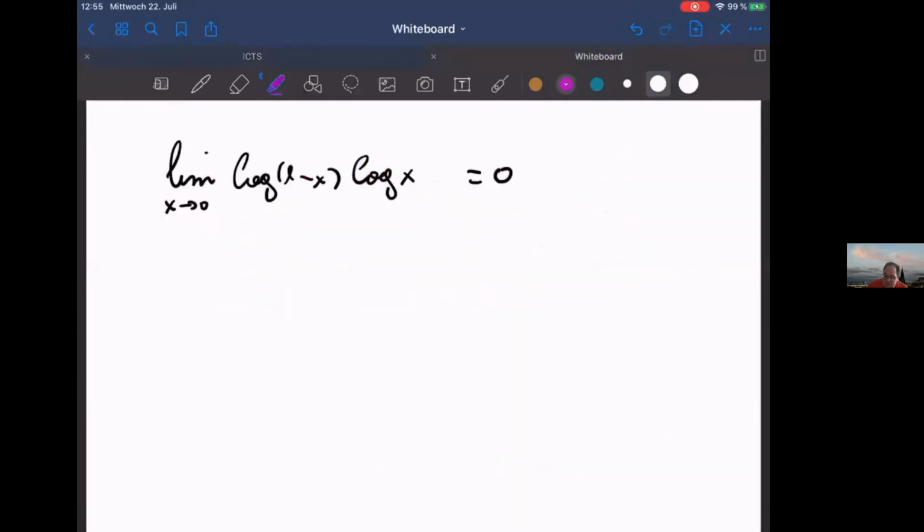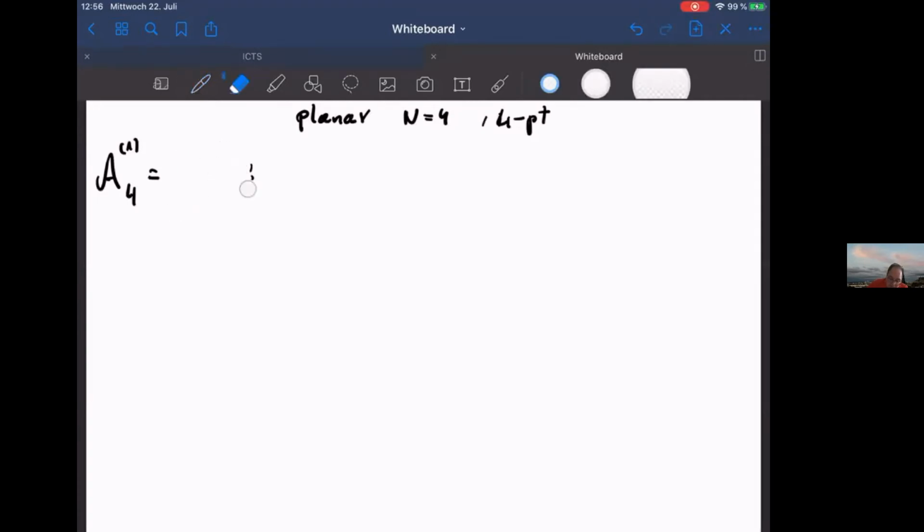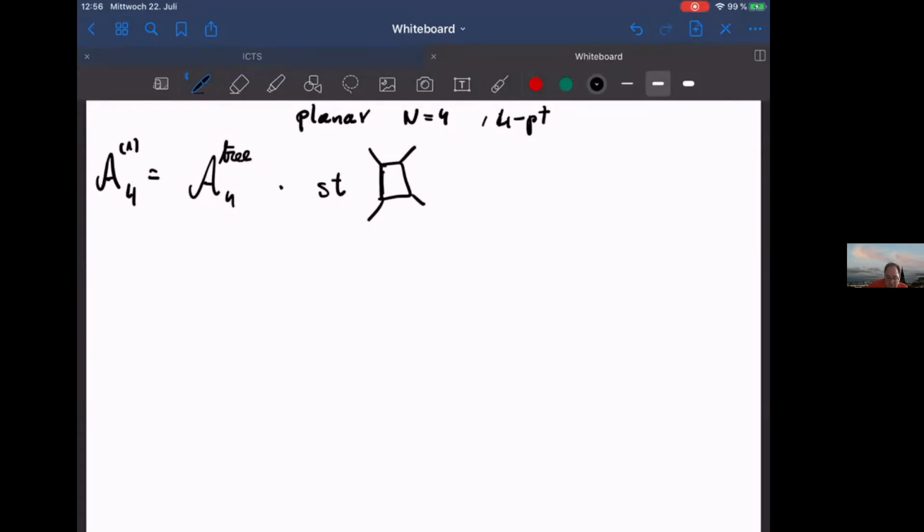So let's look at an example maybe. For example, the one loop 4-point function in planar N=4 super Yang-Mills. At one loop, the 4-point amplitude is given by the tree amplitude, let's call it A3, times S times T times a box integral, a scalar box integral.